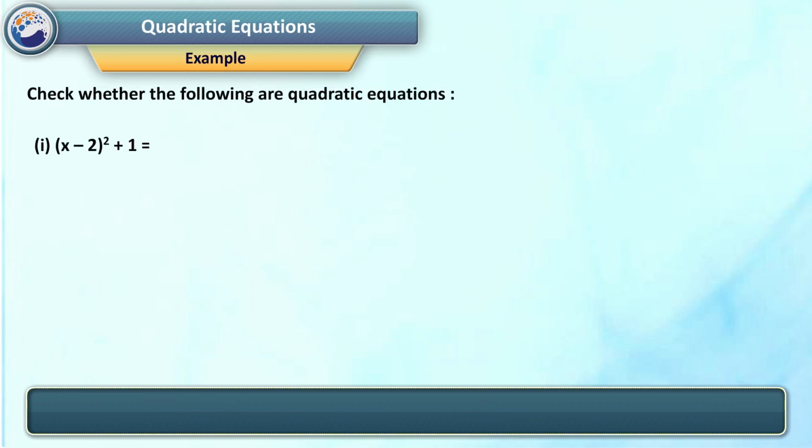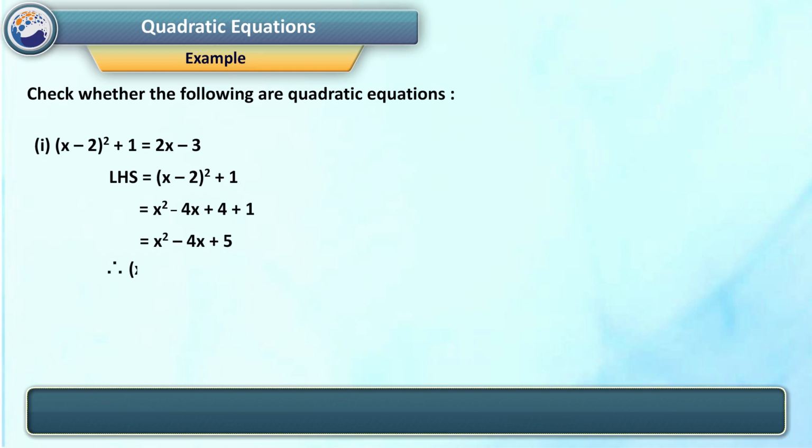1. (x − 2)² + 1 = 2x − 3. In the LHS, (x − 2)² + 1 = x² − 4x + 4 + 1, that is equal to x² − 4x + 5.